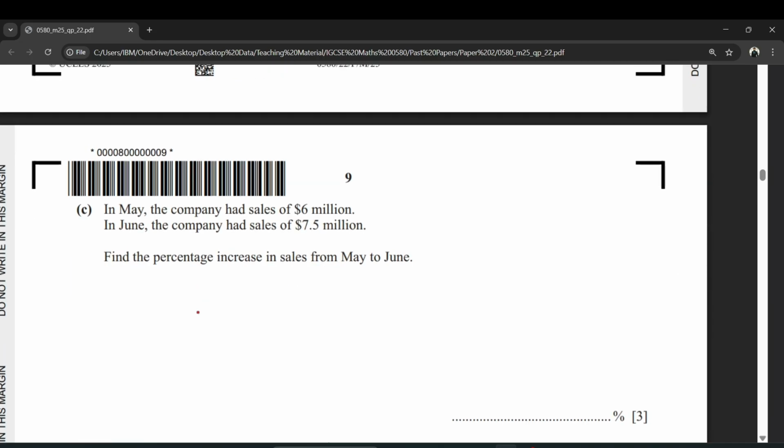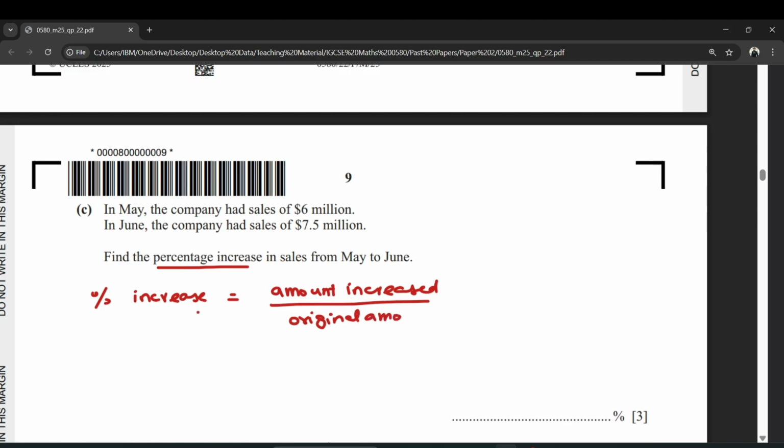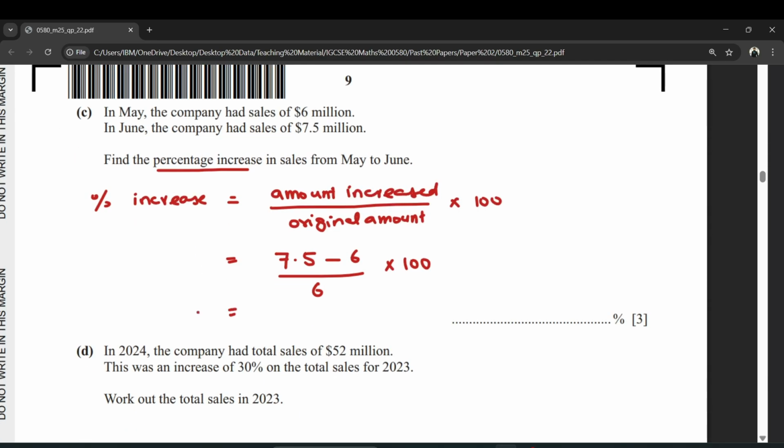Part C. In May, the company had sales of $6 million. In June, the company had sales of $7.5 million. Find the percentage increase in sales from May to June. So the formula for percentage increase is the amount increased divided by the original amount multiplied by 100. The amount increased will be 7.5 minus 6 divided by 6, because 6 was the original one, right? Multiplied by 100. So that means this is 1.5 over 6 times 100.